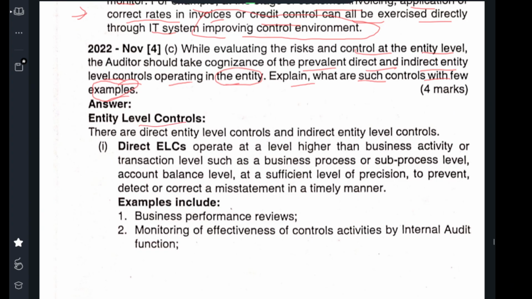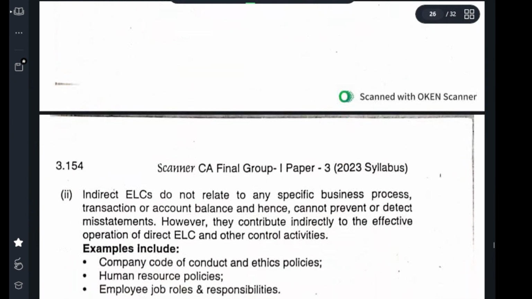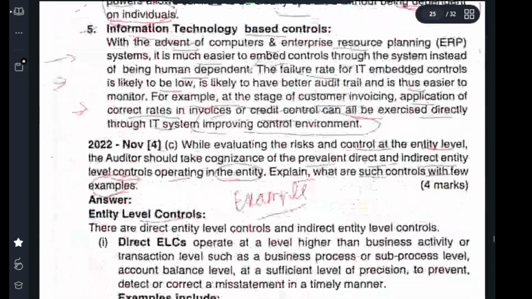So going to entity level controls, these are the kind of controls for which they are asking for examples in the exam, and you need to write them. So this is the question. We need to say what the controls are, and after that we need to explain them.